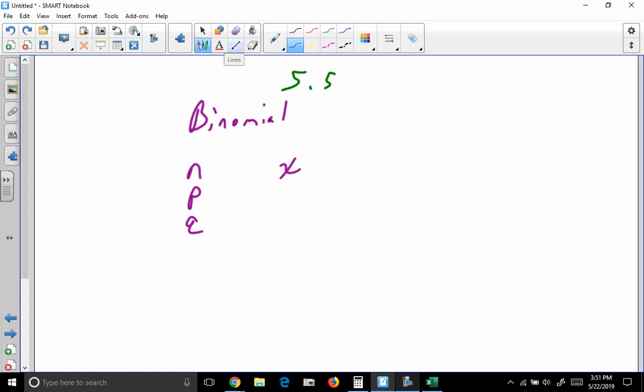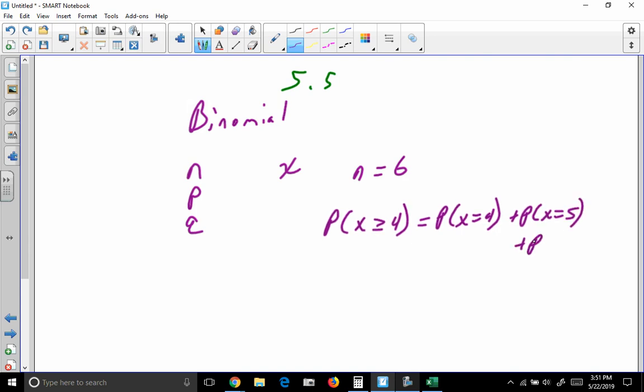So if we only have, let's say, 6 trials, and we want to know what is the probability of having greater than or equal to 4 successes, then remember the way we do that. We find out the probability of having 4 successes, the probability of having 5 successes, the probability of having exactly 6 successes, and we add those together. And if we're only going to 6, we just do those 3 calculations, sum them, and that's our probability.